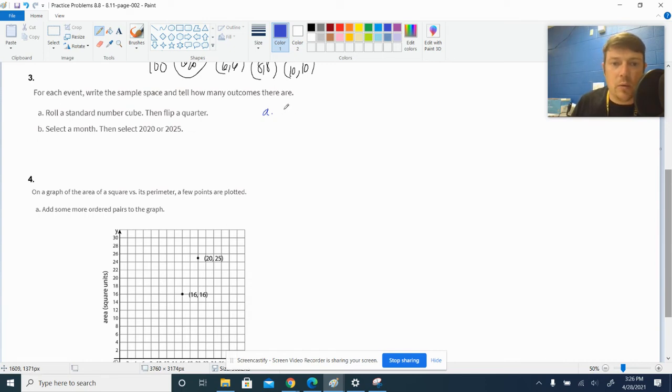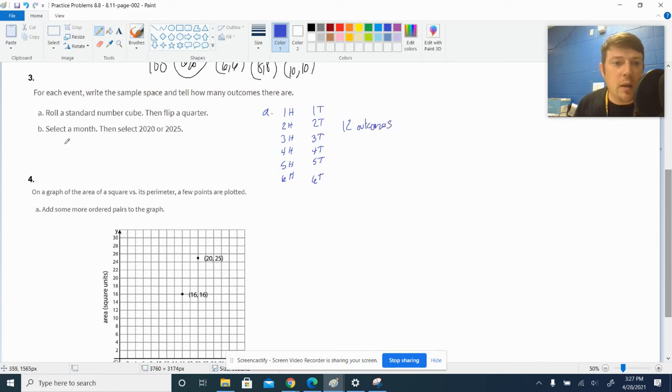So I could roll a 1, flip a heads, roll a 2 heads, 3 heads, 4 heads, 5 heads, 6 heads. And then I could do the same things with tails. 1, 2 tails, 3 tails, 4 tails, 5 tails, 6 tails. If I'm rolling the number cube, I can get 1 through 6. If I'm flipping the quarter, I can get heads or tails. There's 6 times 2 or 12 outcomes.